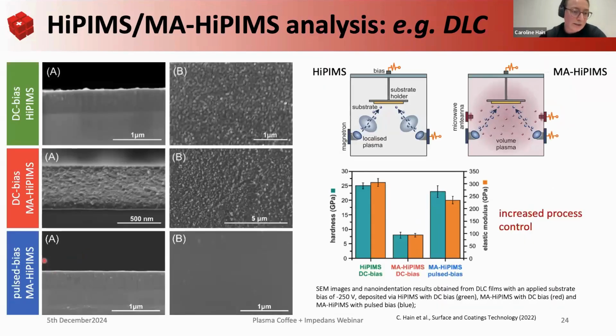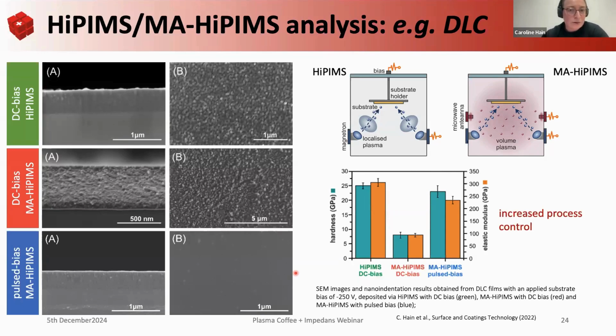So this is with the pulse bias variant here, this last one. We can see that our film has a more columnar growth, and quite a smooth surface of the produced diamond-like carbon film. We reached similar hardnesses as the variant without microwave plasma, but we were able to further work on and improve the surface of our film. So with that, we increase the level of control we have over our process.